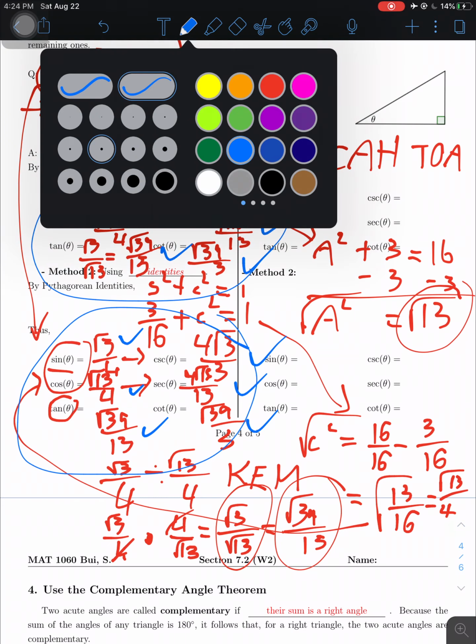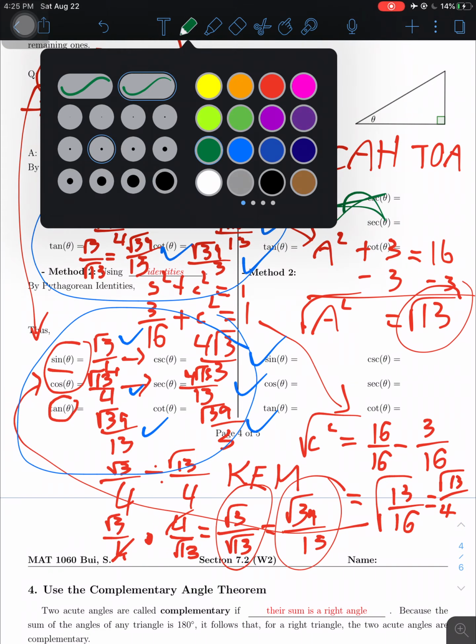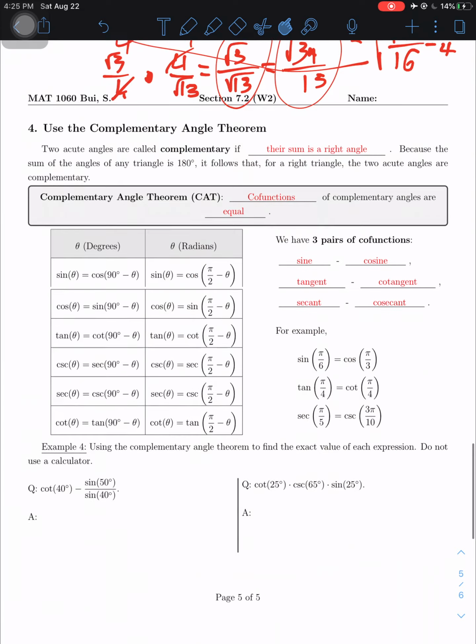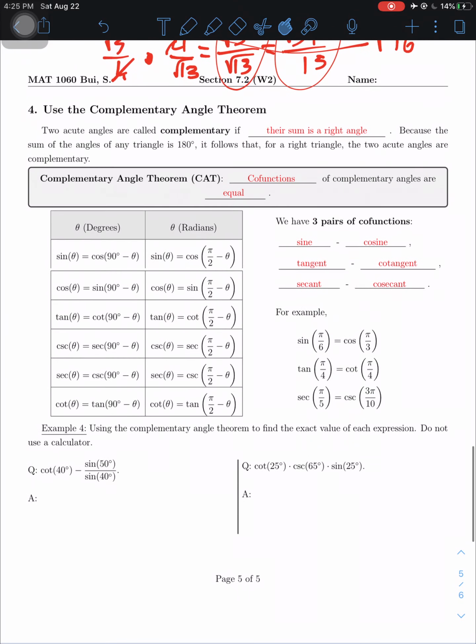So here's your turn. Here's the start. You have to do both method 1 and method 2, okay? Okay, so the very last objective of today. Okay, it's a blank space. Alright. Okay, 4. Use the complementary angle theorem.